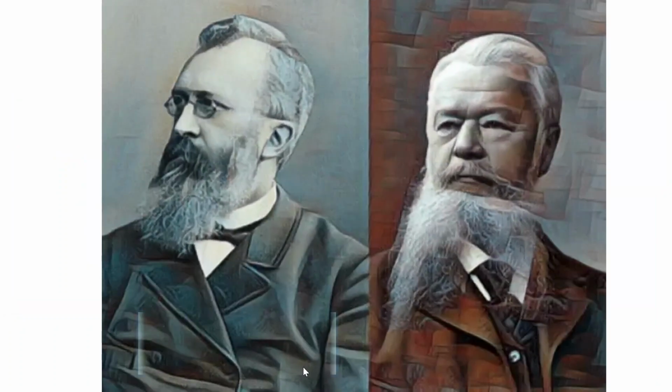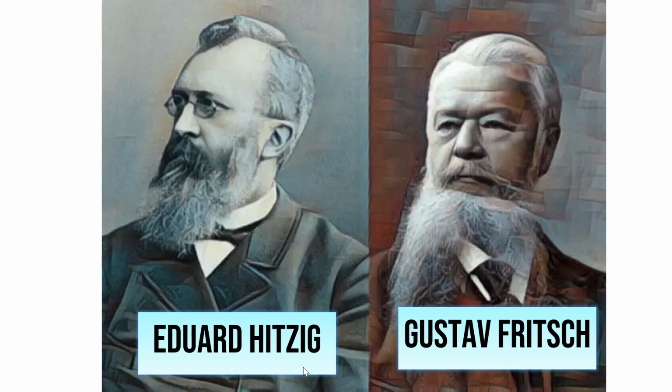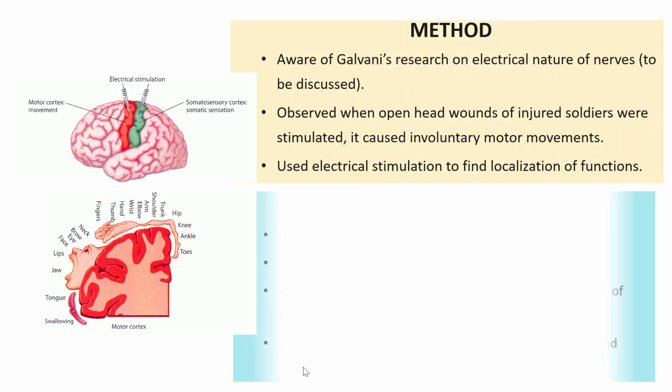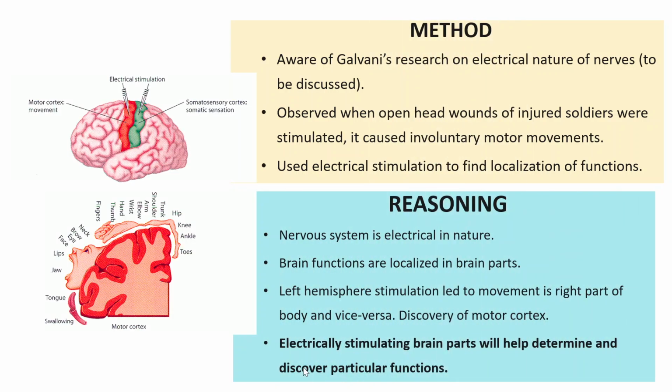Okay, so we are coming up to our next scientists, and there are two scientists here, Edward Hitzig and Gustav Fritsch. So what did they find out? Their method was to do electrical stimulation of the brain. Why? Because from Galvani's research, which we are going to discuss later on, which found that the brain consists of neurons, and neurons are electrochemical in nature, and they are affected by electricity.